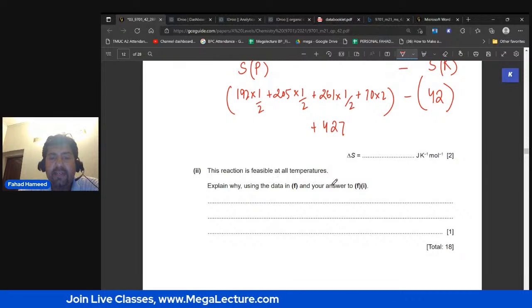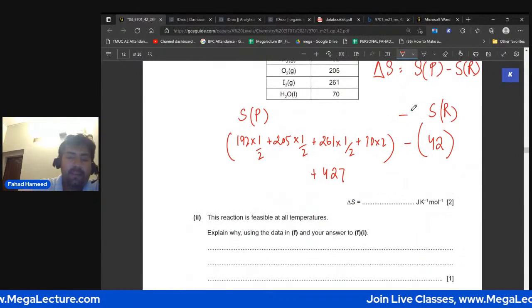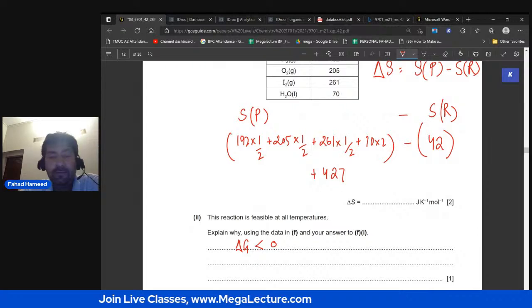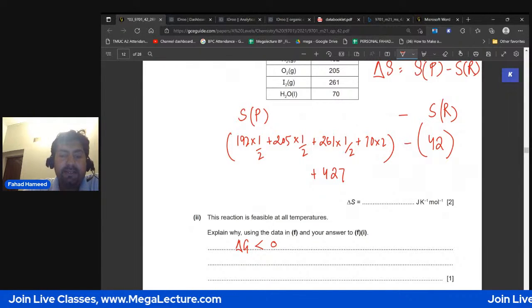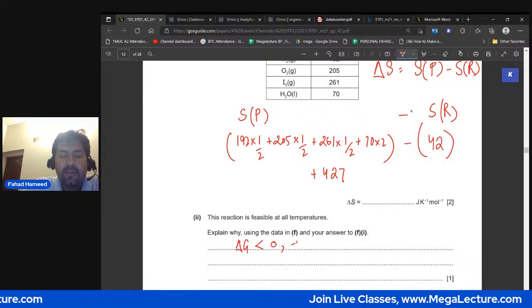Explain why the reaction is feasible at all temperatures. Explain by using the data in your answer to F1. So what's the data? The enthalpy change is given. When it's feasible, that means Gibbs free energy is always, it's the overall energy available to do useful work, always negative, less than 0. It means it's always exothermic.